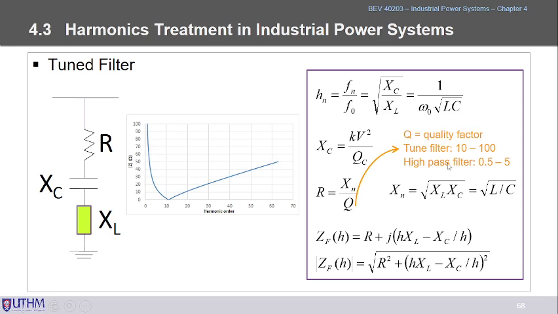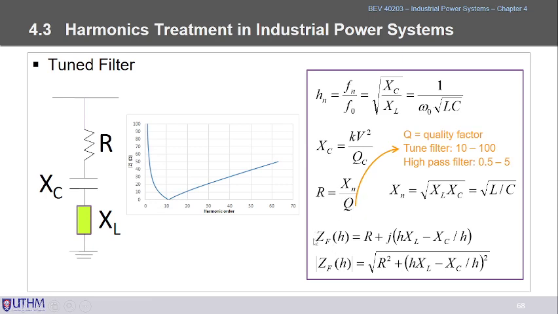Let's say the high pass filter is tuned at the 11th harmonic. That means harmonic orders more than 11, we can let go, we can make them pass to the system. And below 11, we just filter it. So that is the high pass filter. That's why it is tuned at the lower frequency or lower order of the harmonics.